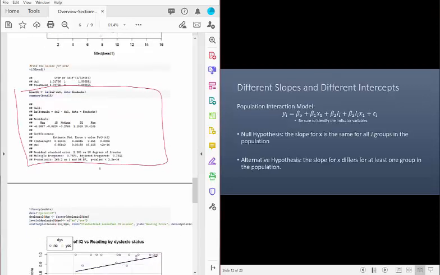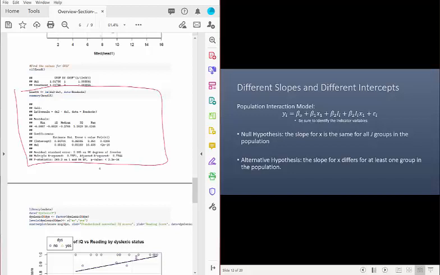Next, we'll look at the interaction model. We're looking at different slopes and intercepts for our models. It is not reasonable to assume that the slopes will always be the same for all groups. When we look at an interaction, we will look to see if there's an interaction between the quantitative and categorical variables. In the population model, we have an additional coefficient for each interaction between the indicator variable and the X variable. The F-test for the interaction model will test if the slope is the same for all groups in the population.